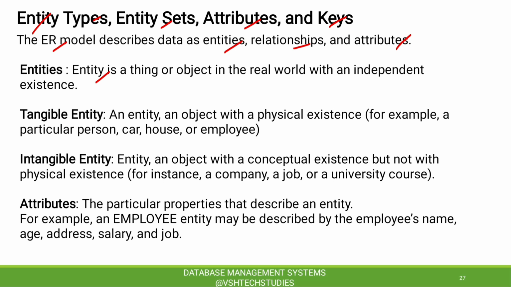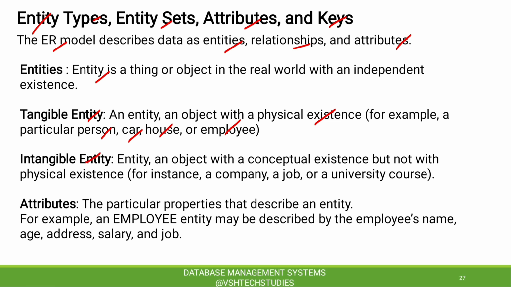What is tangible entity? An entity with physical existence which we can touch and feel. Such kind of entities are called as tangible entity. For example, particular person, car, house, employee. These are the objects in the real world which we can touch and feel, which have got physical existence. Hence they are called as tangible entities.